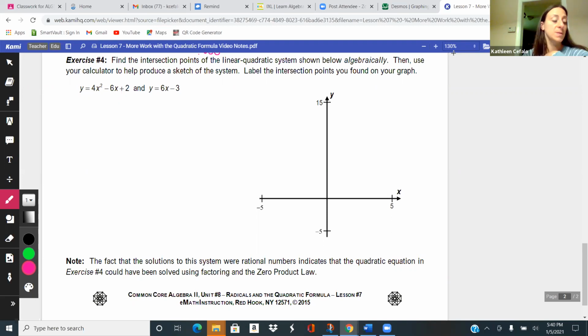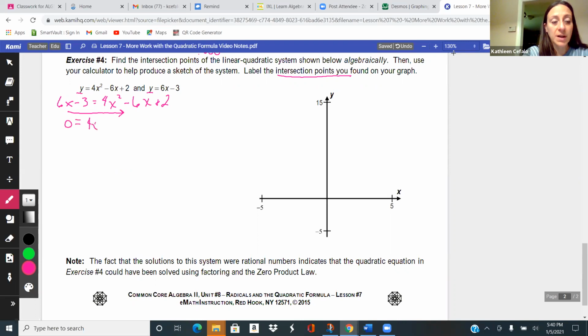Okay, so we've done this before. We've said if they're equal, set them equal. They're both equal to y. That's why I know I can set them equal. Plus, I'm trying to see their solution, their points of intersection. The only way I can find their points of intersection is if I actually set them equal. So I have 6x minus 3 is equal to 4x squared minus 6x plus 2. Okay, no matter what, if I tried to use the quadratic formula, factoring, or completing the square, I have to get all of this stuff over to one side of the equation and set it equal to 0.